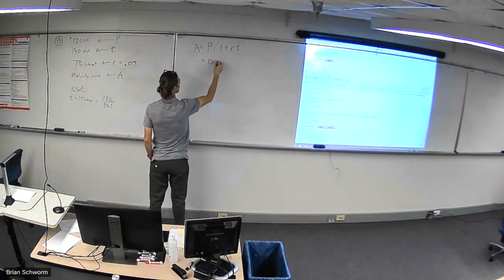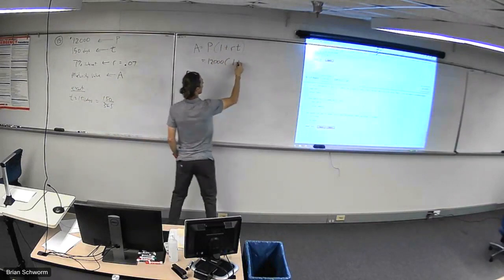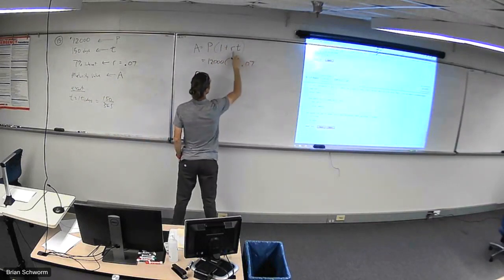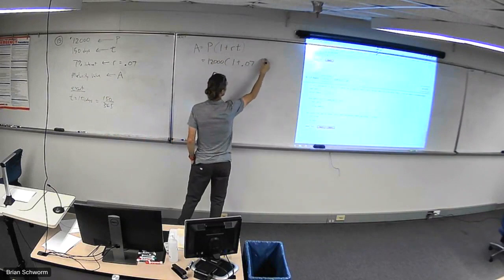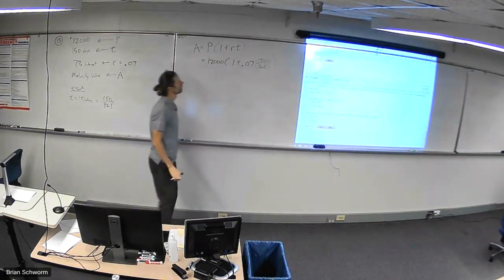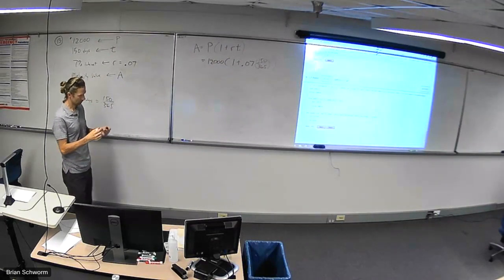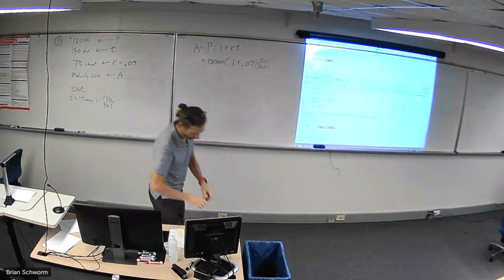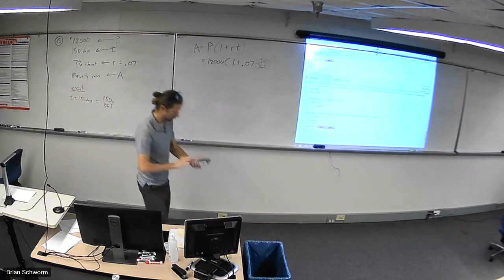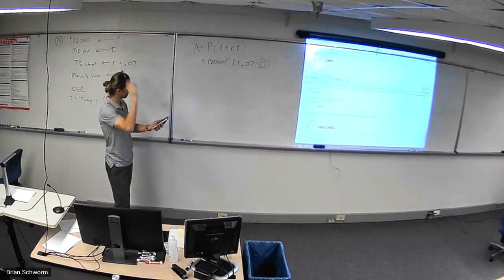$12,000 times 1 plus 0.07 for the R times T, 150 over 365. So I'm going to do this on the calculator. It's definitely possible to type it into your calculator all at once, and that's the right answer. I'm going to do it slowly, though, so that you see what I'm doing.